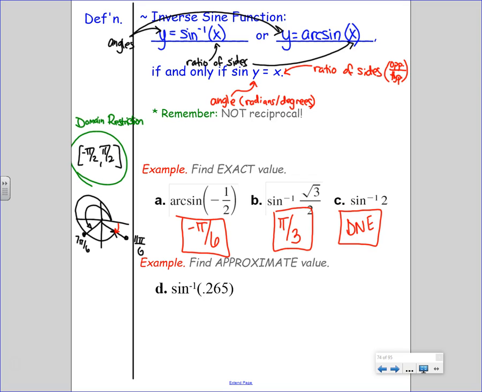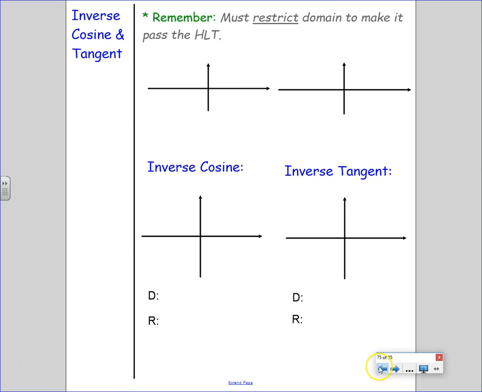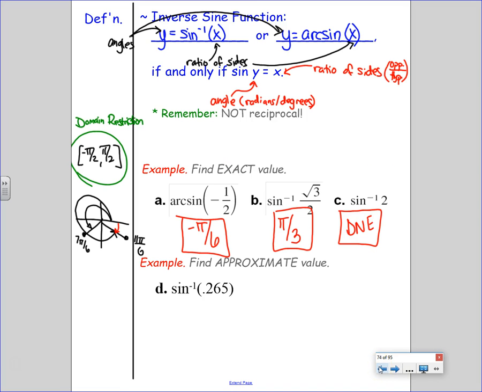Does that make sense? Oh wait, pause! Calculator, go! Sine inverse of 0.265.